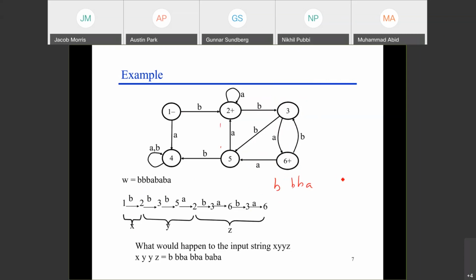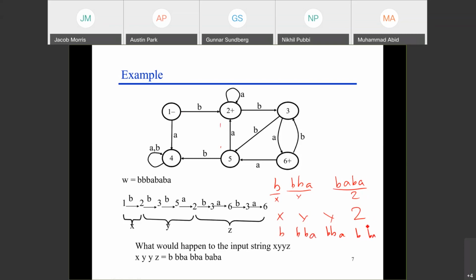So now I have this word: b, then bba, and then the rest, B A B A B A B A. Okay, so this is my X, this is my Y, this is my Z. If this is a valid case and Y is properly on the loop, now I want to beef up my word. What does it mean? X, Y, Y, Z. So now I have B, B, B, A, B, B, A, and B, A, B, A. Okay, so I have this thing.